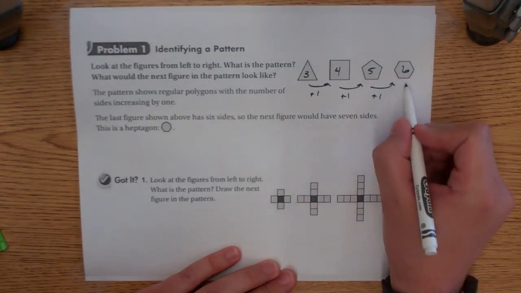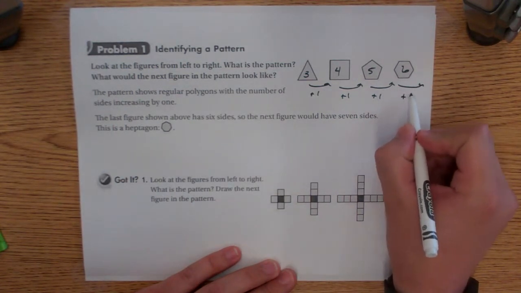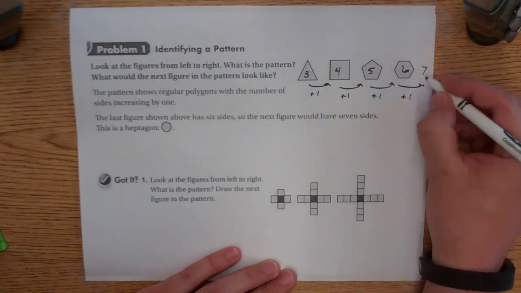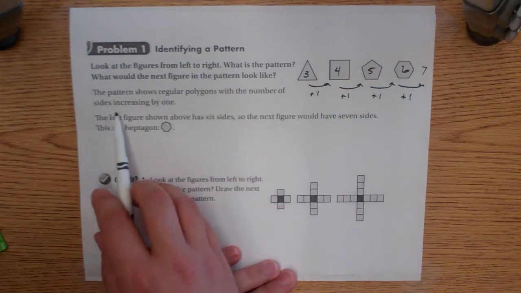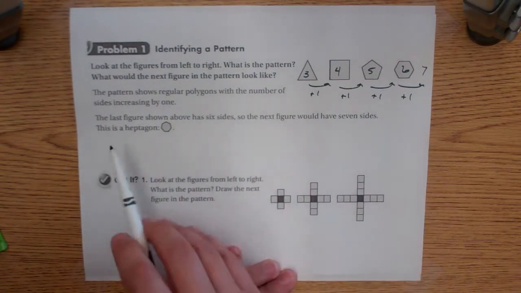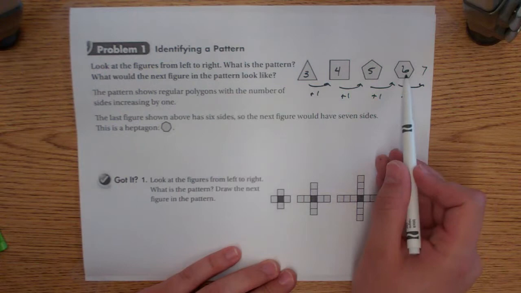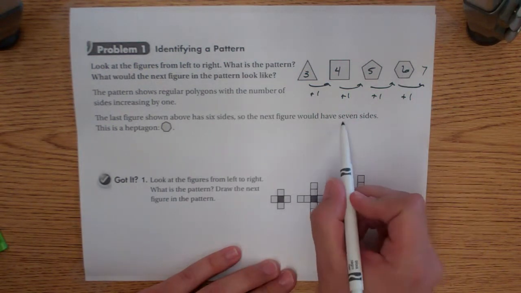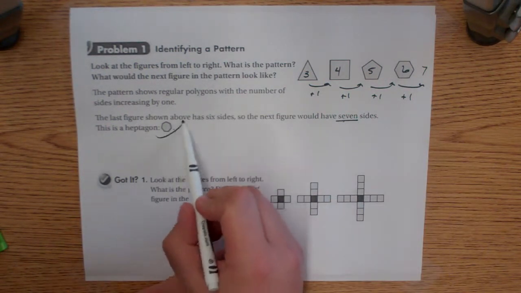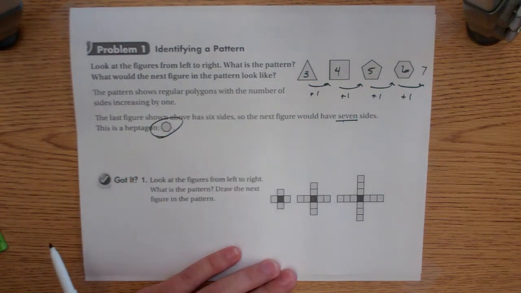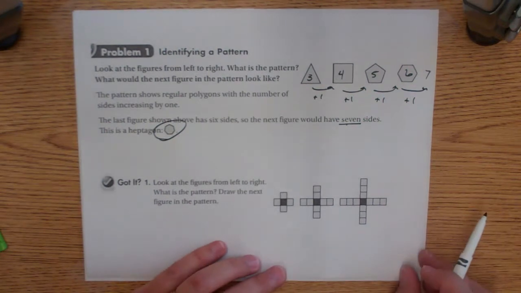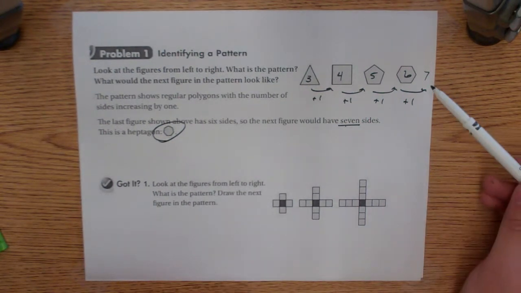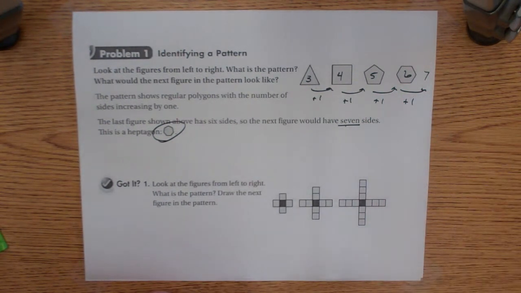So if we went from here to the next figure, we added 1, that means we would have 7 sides. And that's what this says. The pattern shows regular polygons with the number of sides increasing by 1. So since our last figure has 6 sides, our next figure would have 7 sides, or a heptagon. The name's not as important as knowing how to find the next shape in the pattern. All right? So basically you look and you see what's changing and you try to figure it out from there.